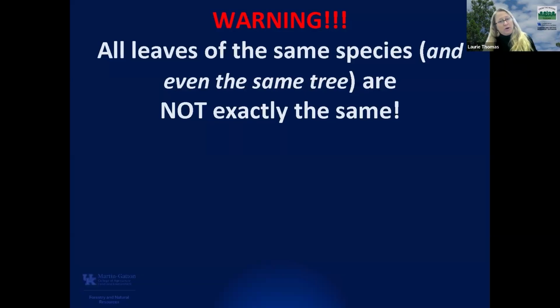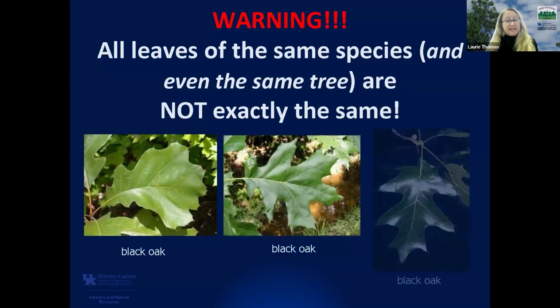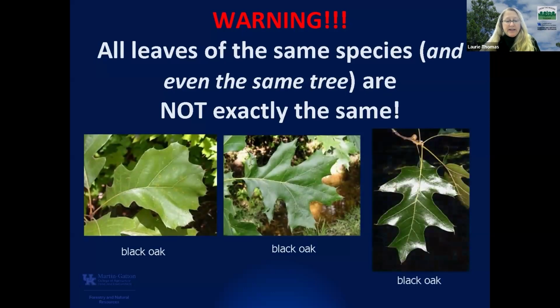Okay, just a quick warning though. When we're looking at leaves, you want to make sure that you look at more than one leaf on a tree, because leaves, even of the same species on a tree, may not all look exactly the same. And here's a great example, black oak, one of our oak species that has highly variable leaves.